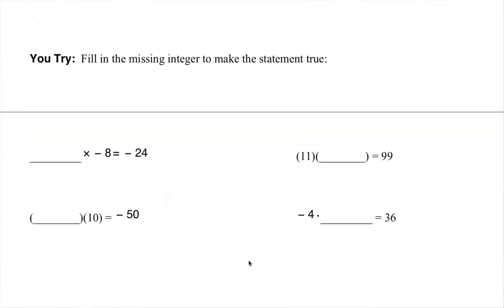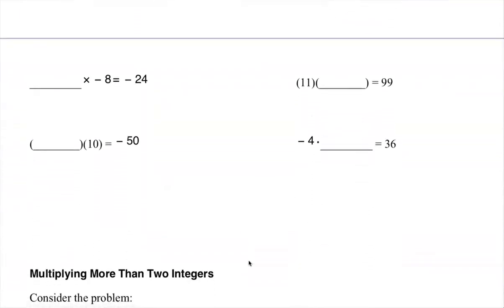Fill in the missing integer to make this statement true. So still dealing with multiplication, and just notice that sometimes multiplication shows up as that little X, sometimes it's a dot, sometimes there's nothing between the two numbers. So this is 11 times something equals 99. When there's no addition, subtraction, multiplication, or division sign, by default, it goes to multiplication.